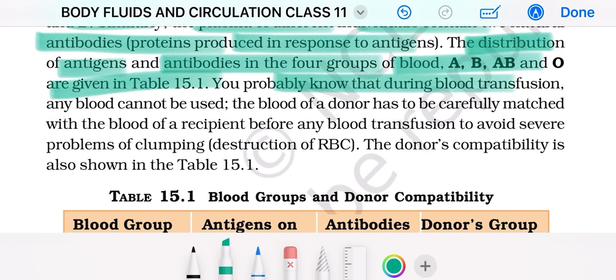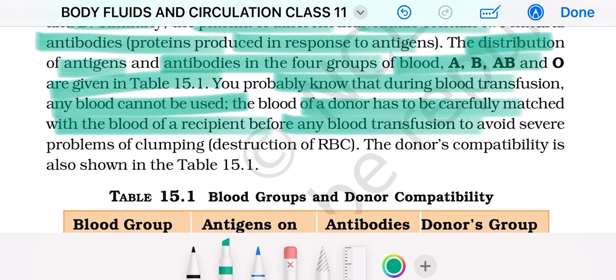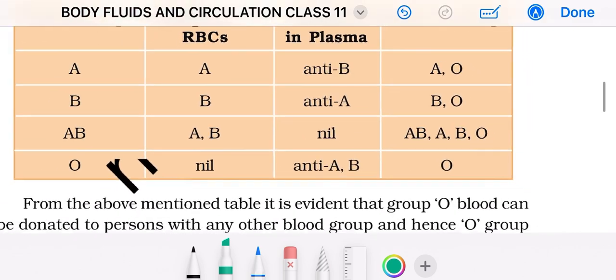You probably know that during blood transfusion, any blood cannot be used. The blood of a donor has to be carefully matched with the blood of a recipient before any blood transfusion to avoid several problems of clumping or destruction of RBCs. The donor compatibility is also shown in the table.